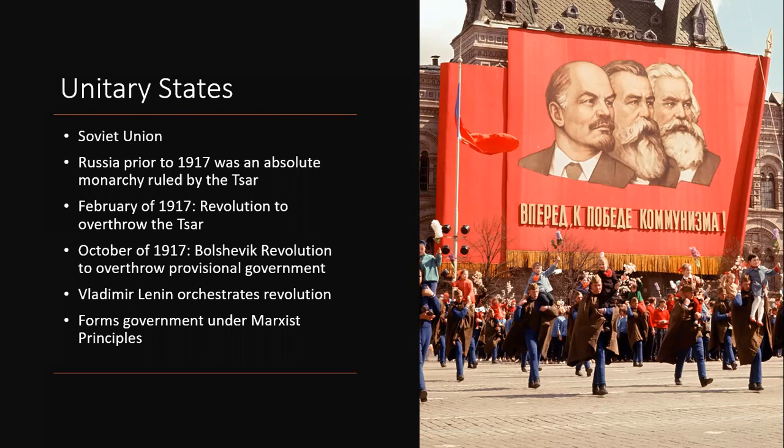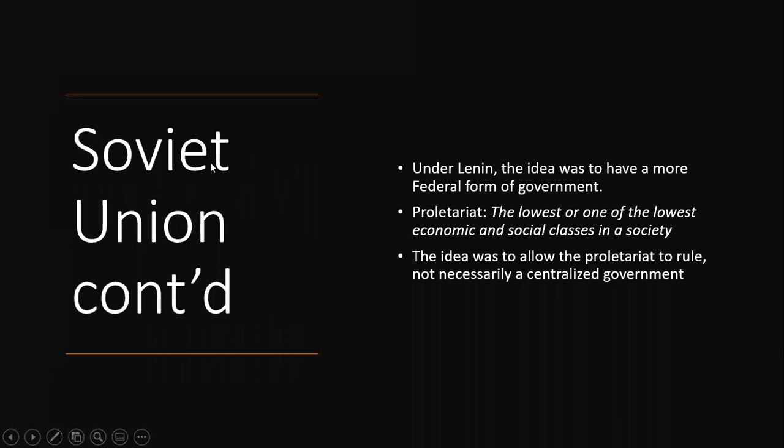Now, this was a unitarian state established under Lenin, even though Lenin did not want to establish a unitarian form of government. Under Karl Marx, his vision was not a unitarian form of government. Under communism, ultimately, Lenin wanted the Soviet Union to go more away from one or two rulers to being ruled by what's known as the proletariat. Proletariat were the working class, the people working in the factories, and even working on the farms in Russia.